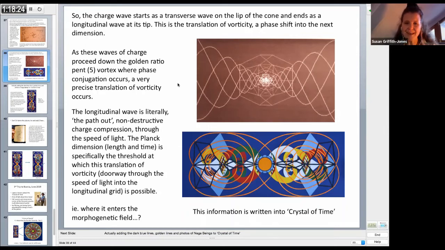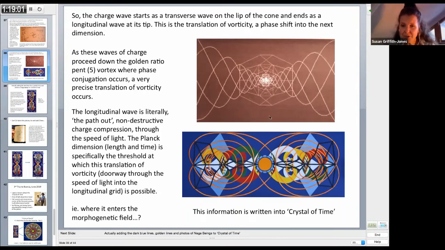So this is the entrance to the cosmic gates, the Stargate? I mean, this is a question that we have to consider at this point. Non-destructive charge compression through the speed of light. The Planck dimension, both length and time, is specifically the threshold at which this translation of vorticity, the doorway through the speed of light into the longitudinal grid, is possible. Perhaps, and this is my own addition here, I have nothing to back this up at this point, perhaps where it enters the morphogenetic field.